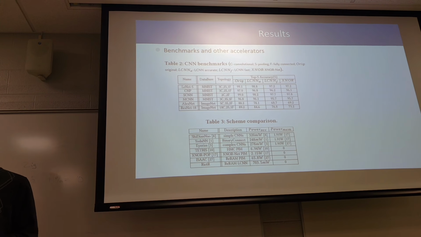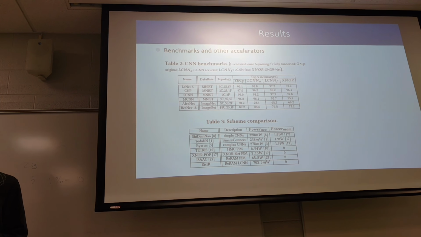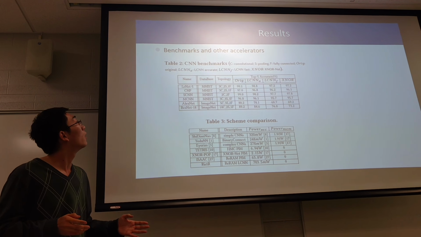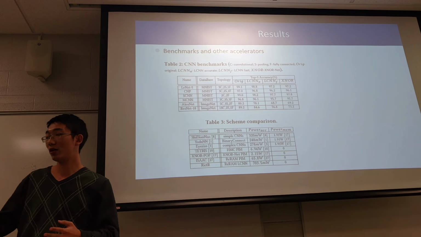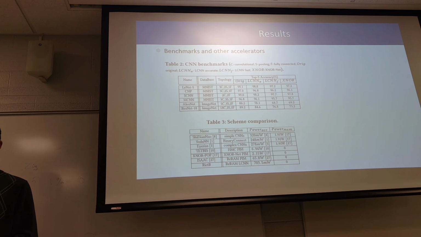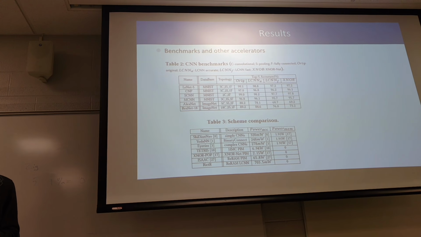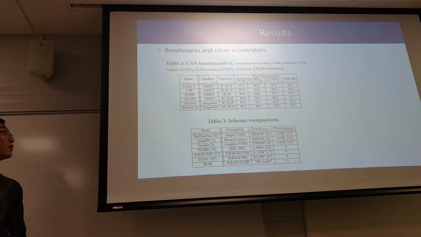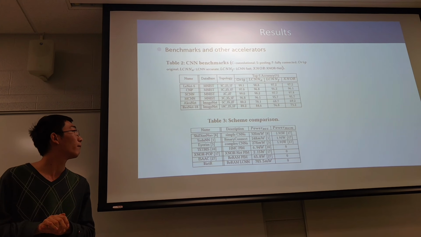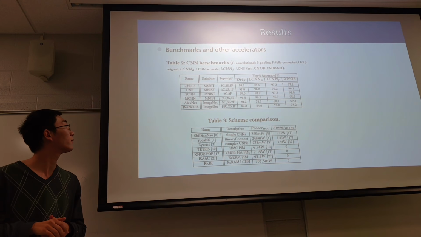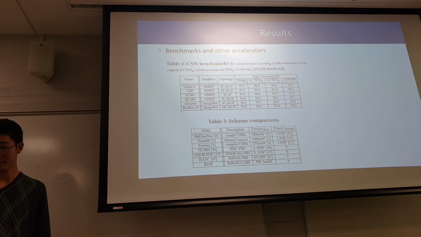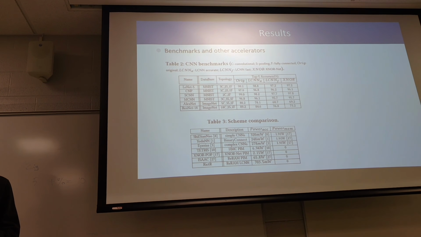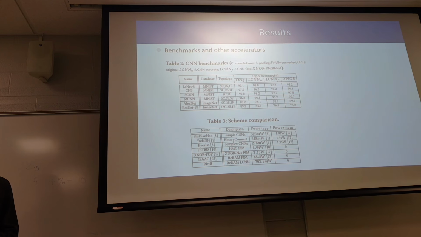Now let's see how to build up experiments. Table 2 shows the benchmarks I will use, with a lot of versions of CNN. And table 3 shows some other accelerators. So next I will compare these other accelerators with the accelerator I proposed.